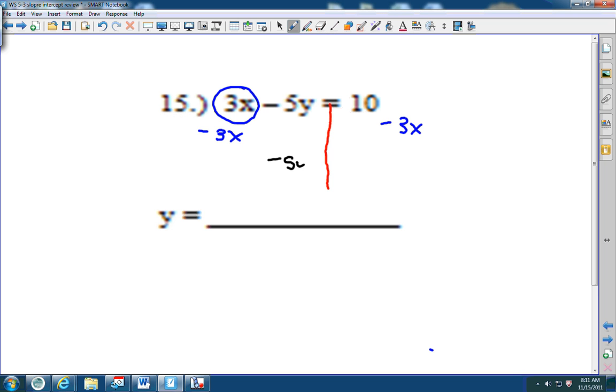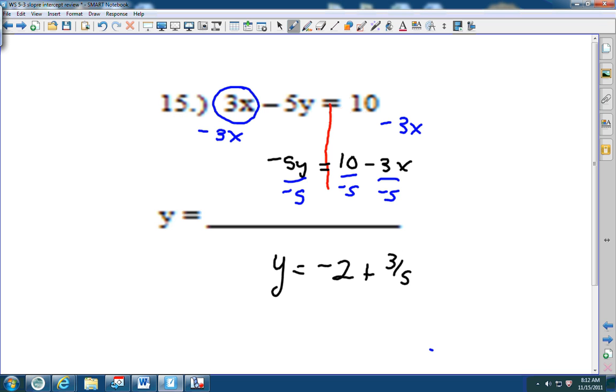I get negative 5y equals, don't leave off that negative. Now, I'll write it this way. Some people, I'll write 10 minus 3x. You could do negative 3x plus 10. Now I'm going to divide by negative 5. These cancel out. I get y equals 10 divided by negative 5 is negative 2. And negative divided by a negative is a positive. Now, 3/5 is a fraction. Leave it as 3/5 x. You can also write it y equals 3/5 x minus 2.